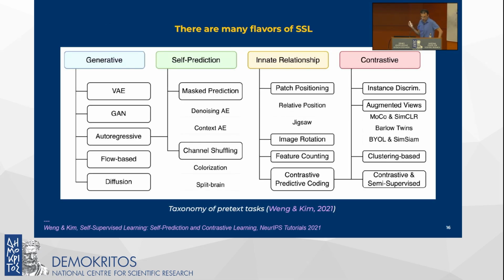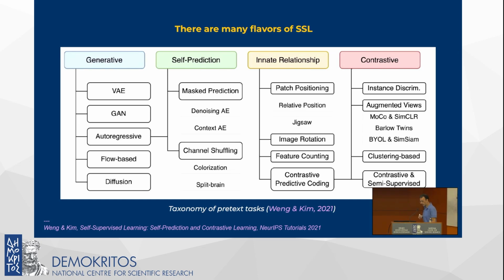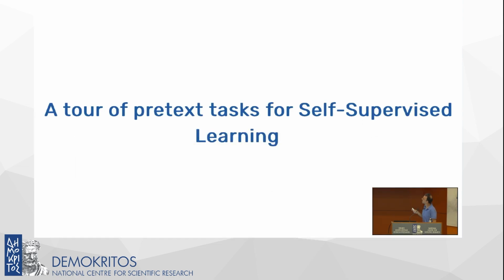So as you can imagine, there are many different SSL approaches. Here you can see a taxonomy of these types of approaches based on a NeurIPS tutorial that took place a couple of years back. I won't have time to cover all of them. I'll try to provide a short tour of some representative approaches, starting from the early methods, and also show how these approaches evolved over time, which I find quite interesting.